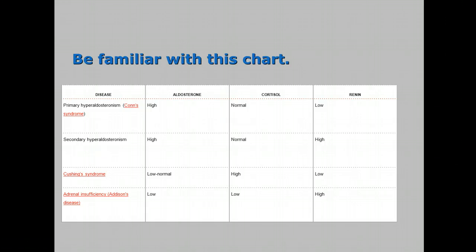Here's a nice chart. I've included it in your study guide as well to be familiar with what these levels are in these different diseases. You want to know the aldosterone, cortisol, and renin level in each of these: Conn syndrome, secondary hyperaldosteronism, Cushing syndrome, and Addison's disease. Be familiar with those, especially the aldosterone and cortisol.